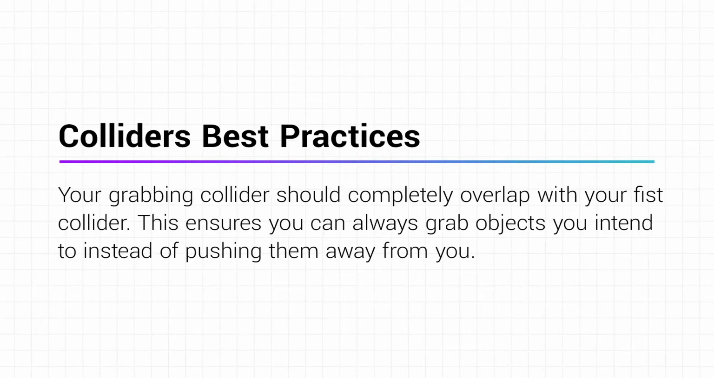By turning on physics, the player can now punch or push objects, instead of grabbing them. They can press buttons, hit enemies, or knock away obstacles, all independently from the grabbing system. However, there are some caveats to keep in mind to ensure that grabbing and physics interaction behave nicely with each other. In general, your grabbing collider should completely overlap with your fist collider. This ensures that you can always grab objects you intend to instead of pushing them away from you.